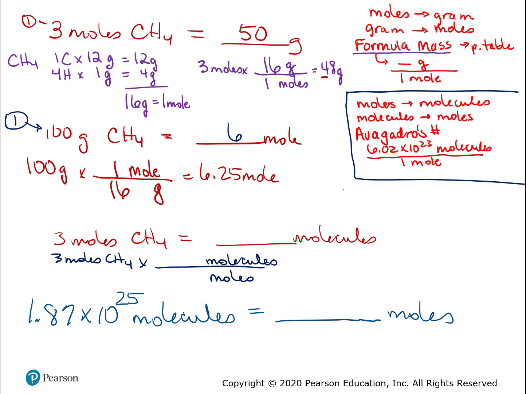Now in front of molecules, I'm going to put 6.02 times 10 to the 23rd. On moles, I'm going to put a 1. So do you see Avogadro's number? Molecules get 6.02 times 10 to the 23rd. Moles gets the 1. So when I do this, I'm going to multiply: 3 times 6.02 times 10 to the 23rd.